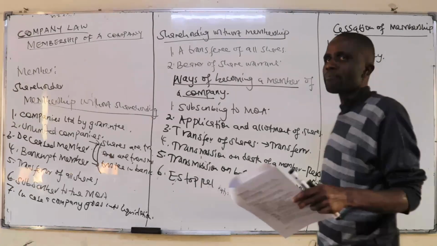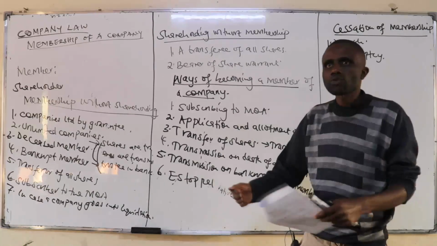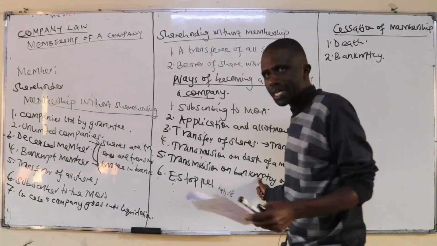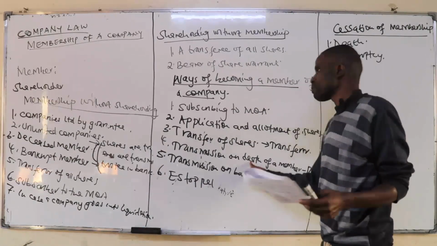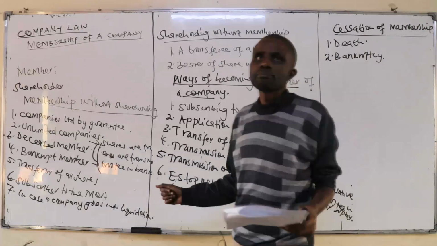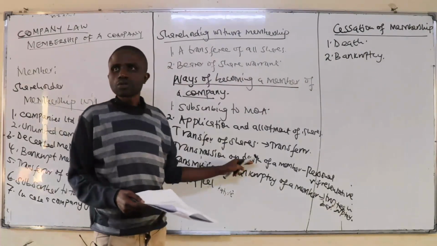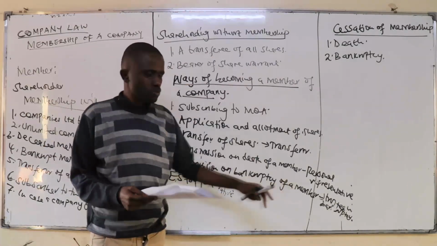Who became the member? The trustee in bankruptcy. So it's like there is swapping. Yeah, there is swapping. This one ceases to become a member, this one becomes a member. The membership of this person is ceased. Cessation, ceased. Then this one becomes a member.